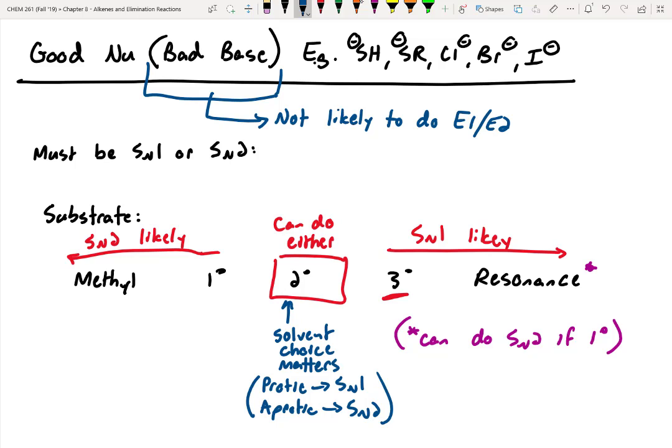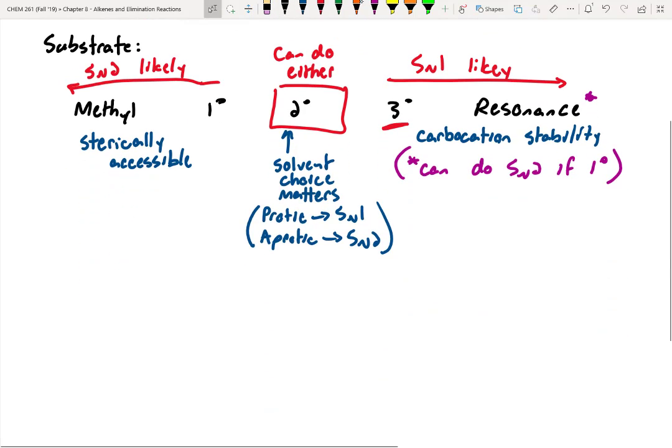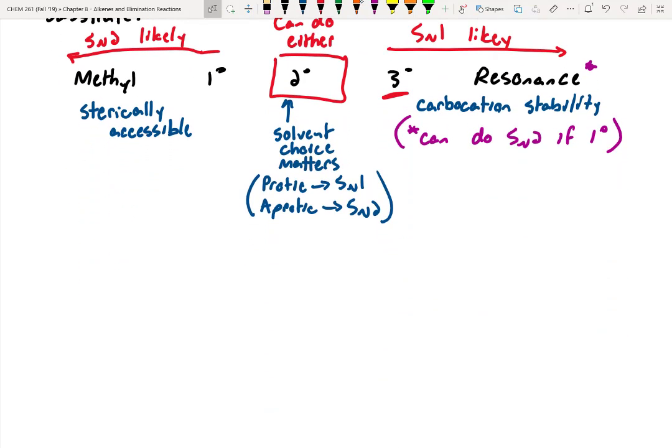So really when we look at this, this is due to steric accessibility. And this over here is due to carbocation stability. So this is what we covered a fair amount in our previous chapter, was kind of how to decide whether or not something's going to be SN1 or SN2. All right, so that's a relatively easy example, but let's go on to the next one.